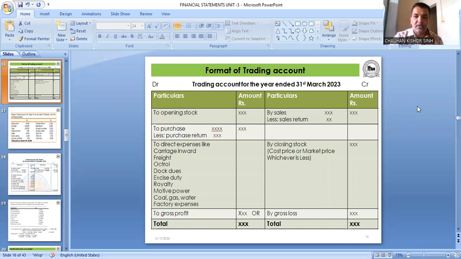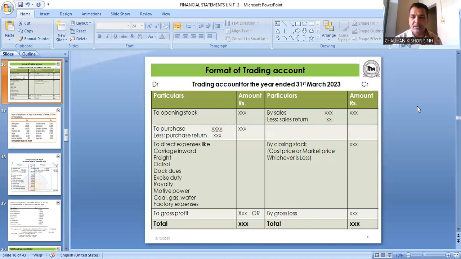Then on the debit side, we have the opening stock. Opening stock indicates the stock which was unsold last year. Last year's closing stock becomes the opening stock of the current year. So in the opening stock, we will take the closing stock of the last year. And this year's closing stock will become the opening stock for the next year. Then the second item is the purchase. From that purchase, we have to minus the purchase return. So you will get the net purchase.